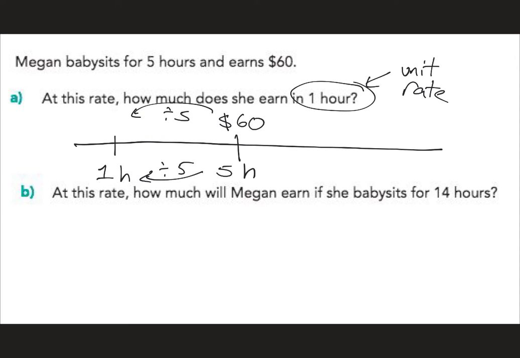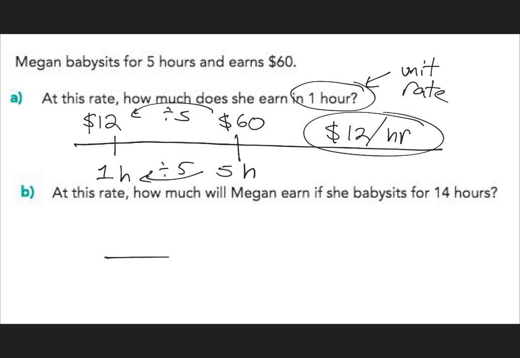Think about a clock. A clock is divided into 12 sections of 5 minutes. Okay, so that means she makes $12 per 1 hour. Excellent. But she babysits for 14 hours. So it's $12 for 1 hour. We want to find out 14 hours.